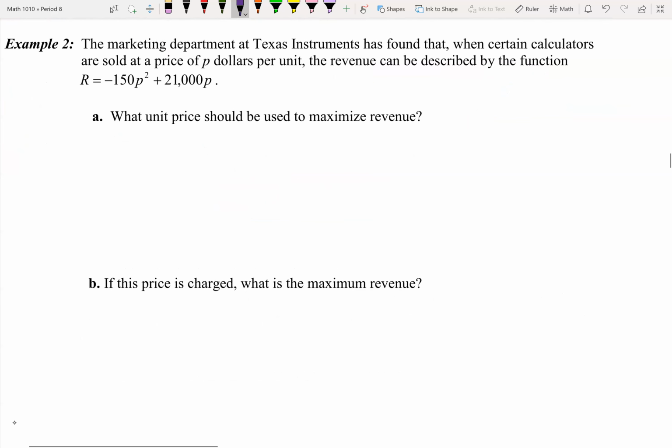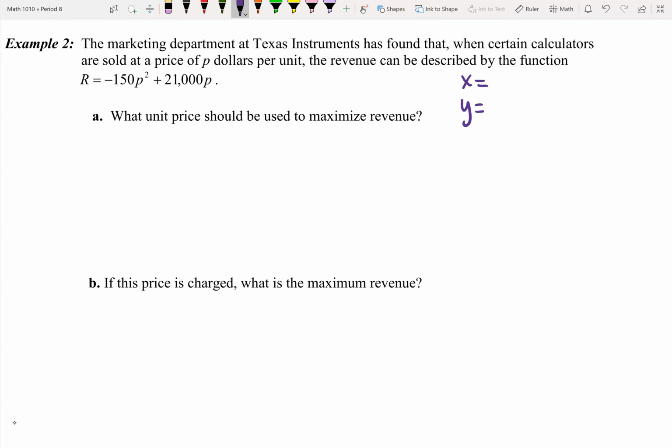Okay, here we go with question 2. The marketing department at TI has found that when certain calculators are sold at a price of P dollars per unit, the revenue can be described by this function. Everybody freeze. There was a question on a test or quiz in the past, and you guys missed it because you didn't know what stood for what. So everybody write this down.